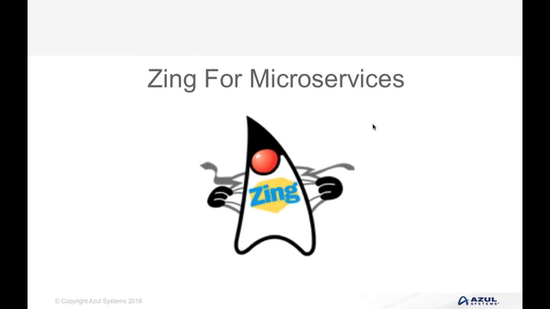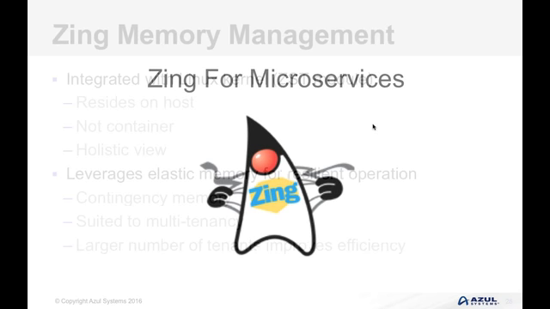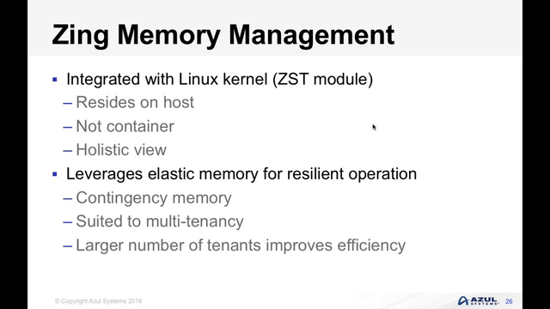So let's, in the last part, look at how the Zing JVM can support the things that the JVM needs to do in the most efficient way. Now, the first thing we need to look at is how Zing JVM deals with memory management, because this is different to other commercial JVMs.